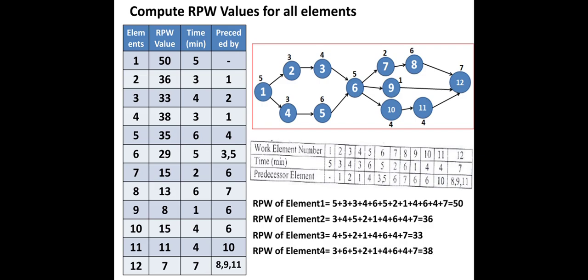Once you calculate the RPW values, you need to arrange the elements in descending order of the RPW values. Descending order means larger RPW values should appear first, followed by the next larger, followed by the next larger, next larger. Is that clear? Larger to smaller values.